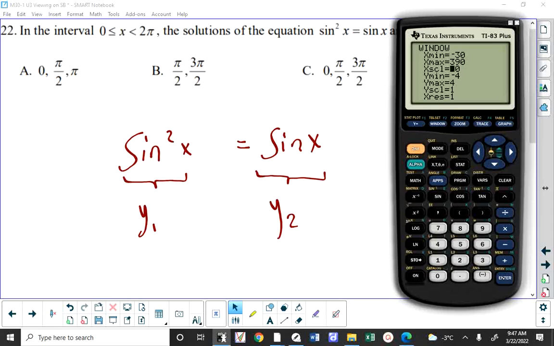The other thing, and you don't have to do this, but let's take a look at these graphs. This is sine squared of x. And here comes sine of x.